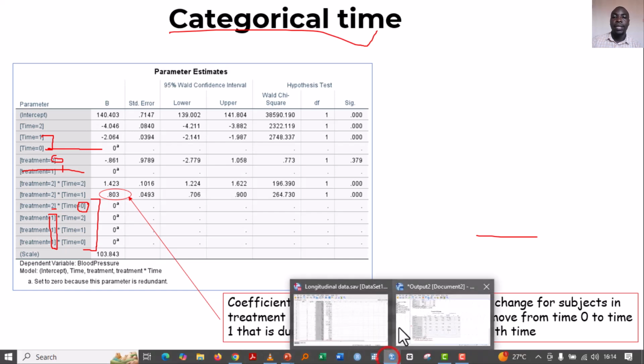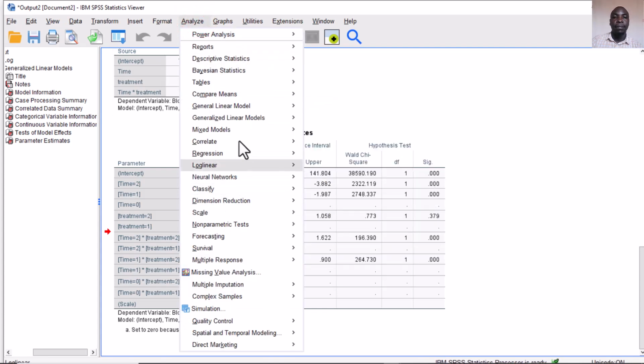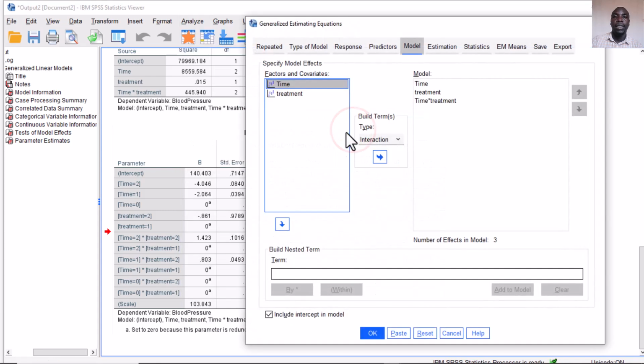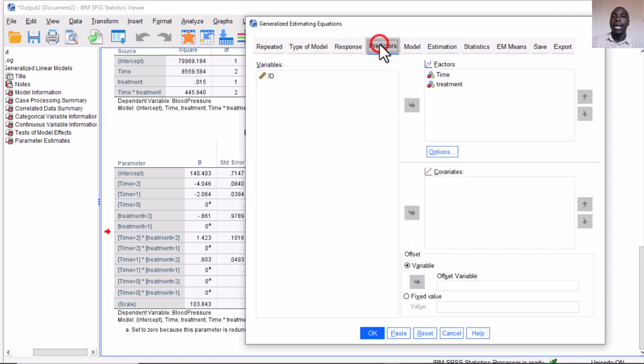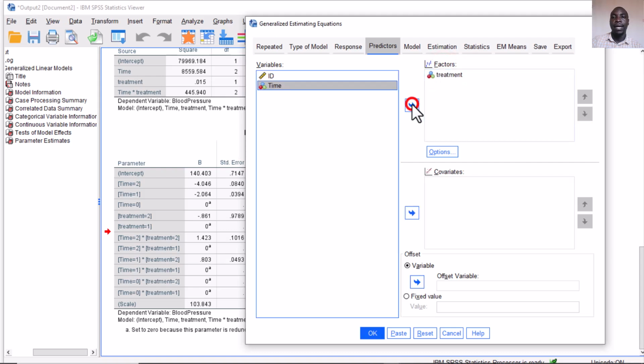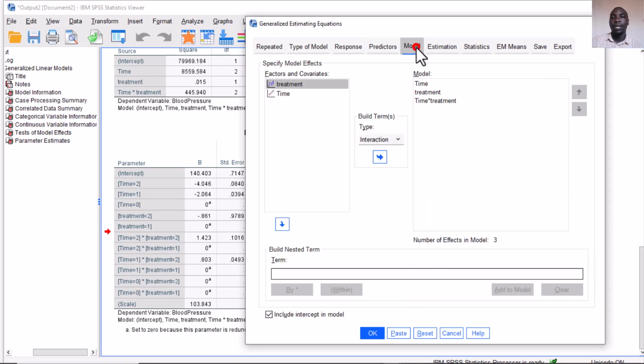And to do that, you would still go through analyze, generalized linear model, and generalized estimating equations. All of the settings are going to remain the same and are repeated, even type of model, since our outcome is the same, response. But under predictors, instead of considering time as a factor, we are going to consider time as a covariate. And then we leave all the others because the model is already set, and then we click OK.